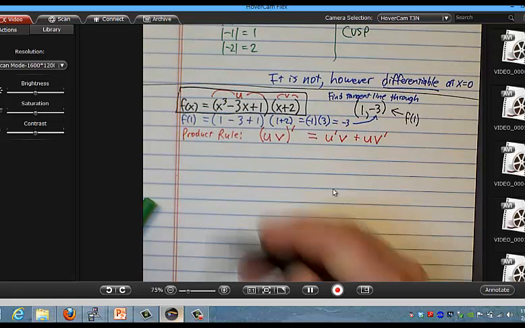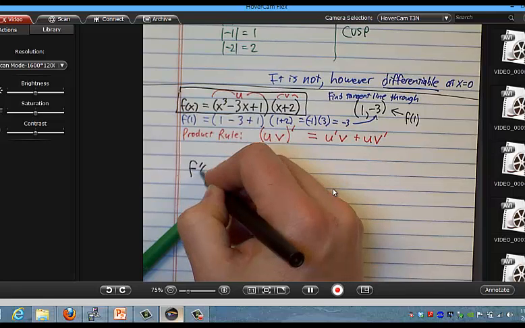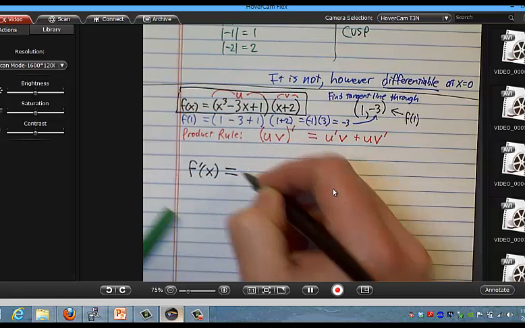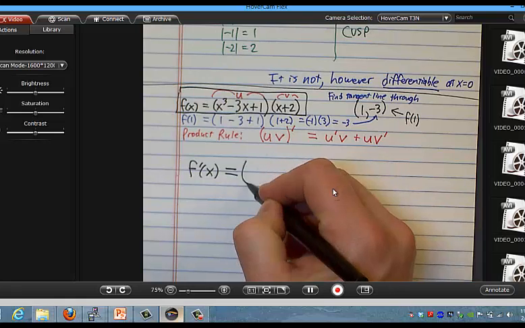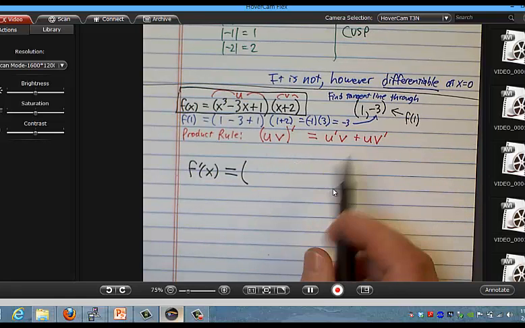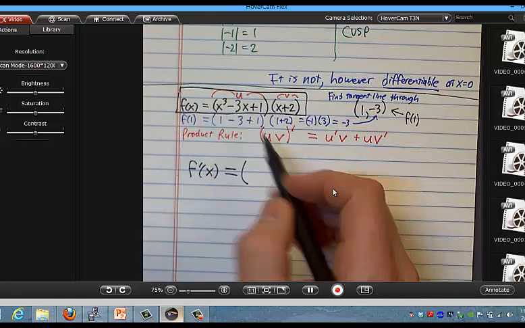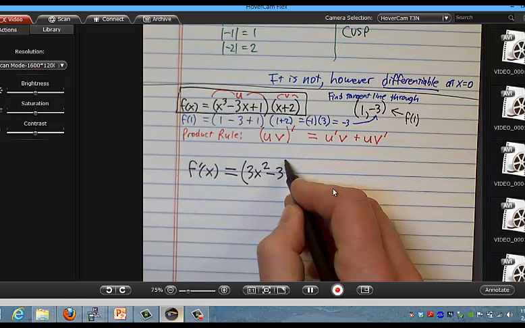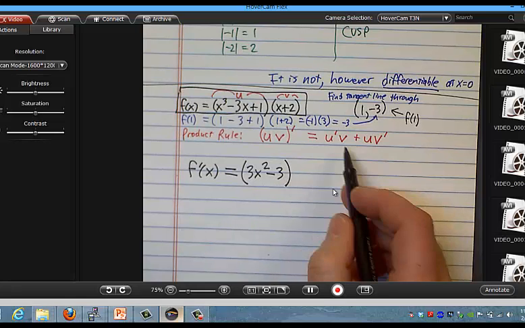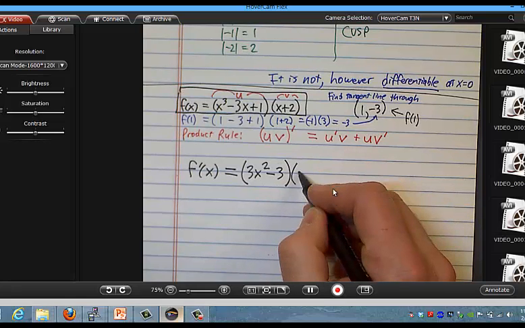I'm going to say f prime of x equals. So the first thing I see is it says u prime. Do you know what I'm going to put where it says u prime, for my derivative? 3x squared minus 3, right? And then v, so I'm going to write x plus 2.